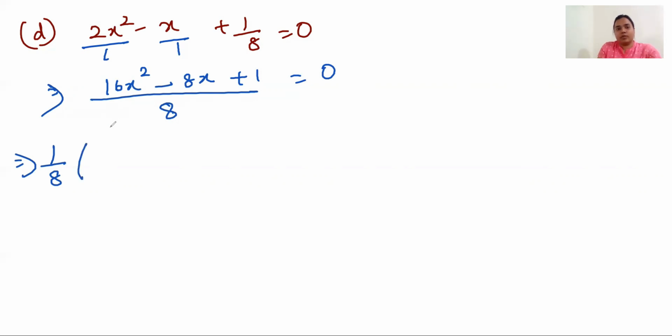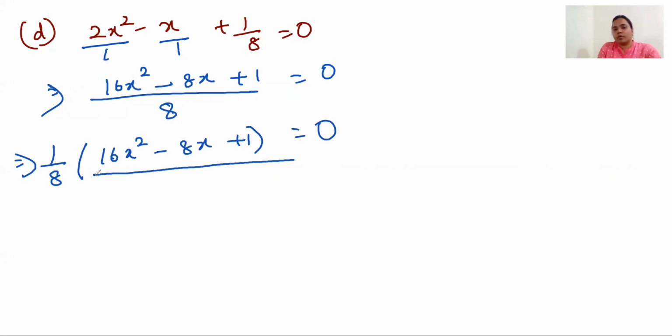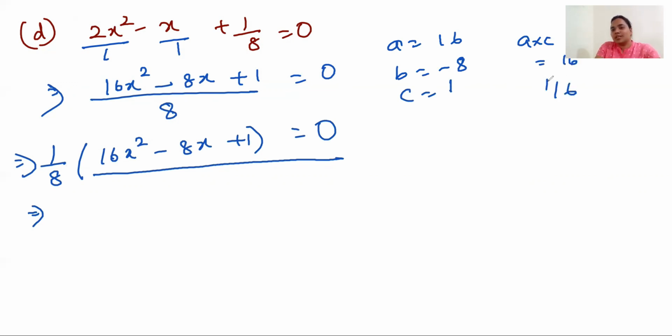I'll go on with the first one. I'll take 1 by 8 like this. 16x square minus 8x plus 1 is equal to 0. Now this is our quadratic equation in which a is equal to 16, b is minus 8 and c is 1. So a into c is equal to 16. In this we don't have to leave the negative sign because it doesn't have the negative sign only.